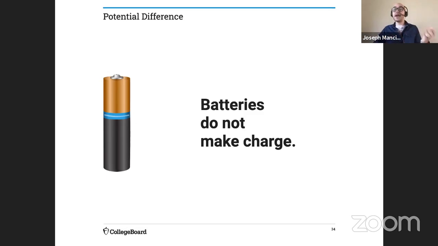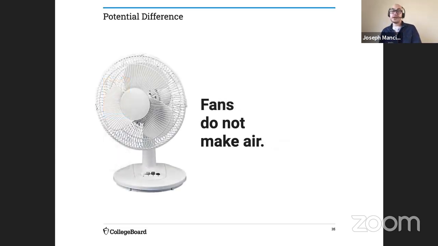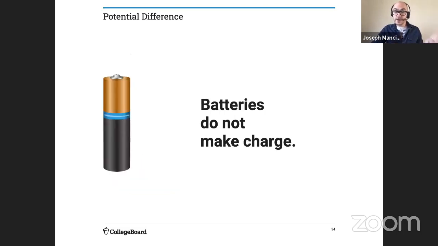They give charge energy, but they don't make charge in exactly the same way that fans don't make air. Fans grab air from behind the fan. They grab slow air from behind the fan, and they push out fast air in front of the fan. They grab air with low kinetic energy, and they push out air with high kinetic energy. But fans don't create the air. Something that the fan is doing gives the air energy, but fans don't make air in exactly the same way that batteries do not make electric charge.